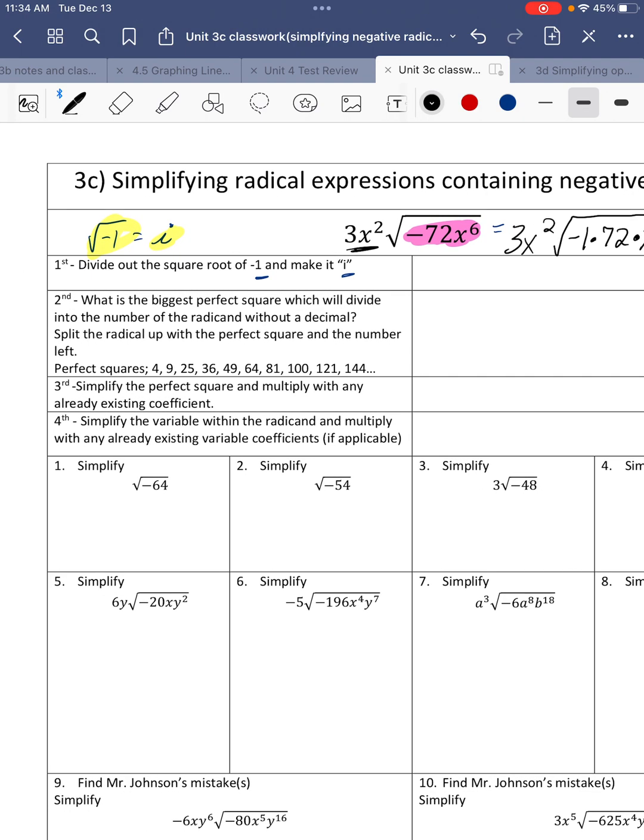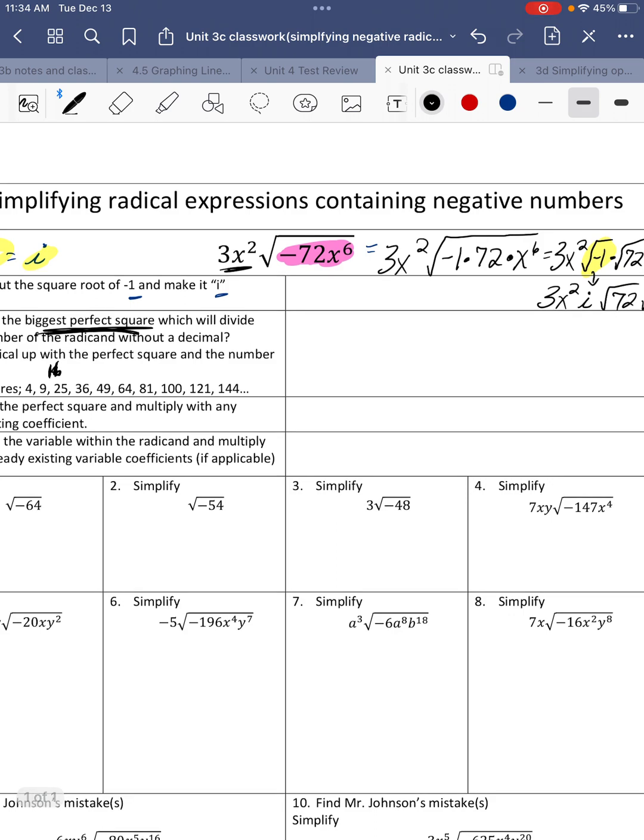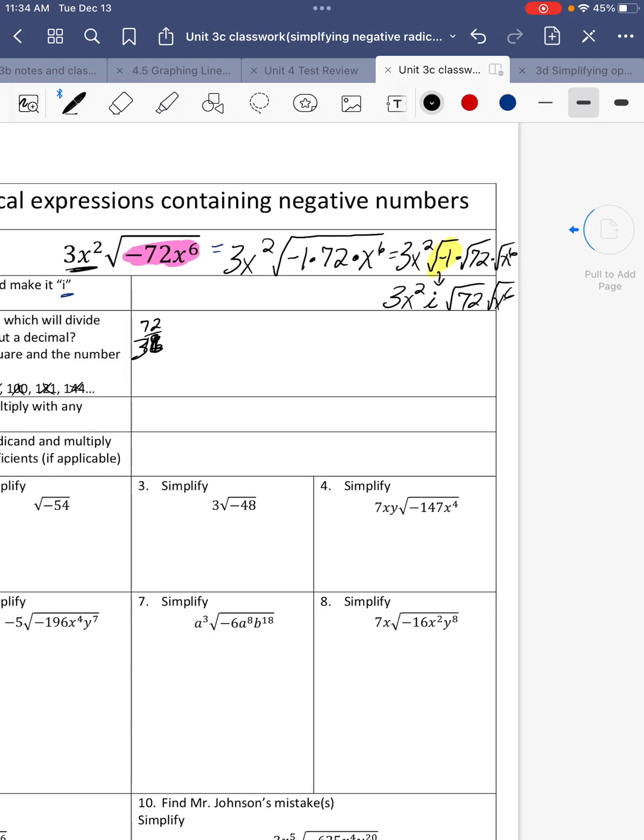Now with the square root of 72, we're going to figure out the biggest perfect square that will divide into 72. So we have 4, 9, 16. Does 72 divide by 4? Yes. Does it divide by 9? Yes. Does it divide by 16? No, it does not. 25, no. 36, yes, that's 2. 49, no. 64, no. And 81, no. So 36 is your biggest.